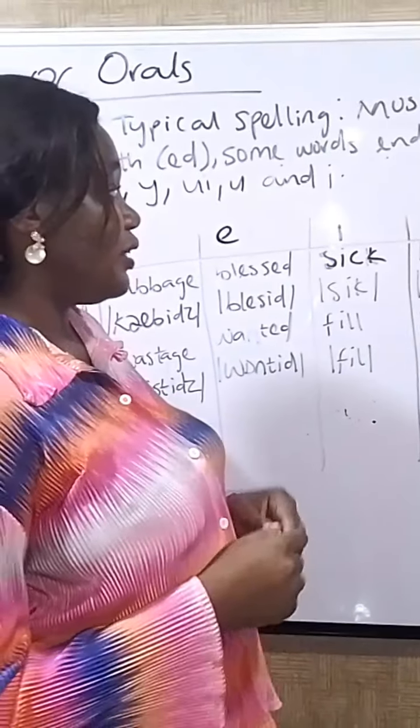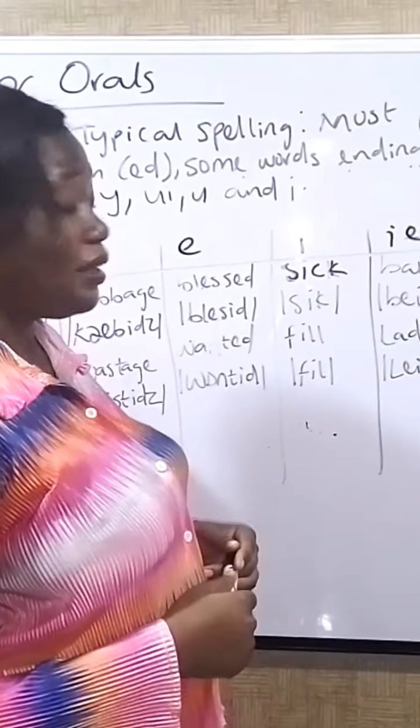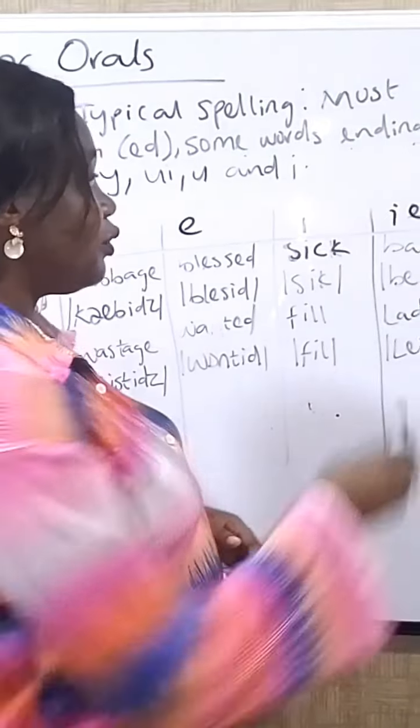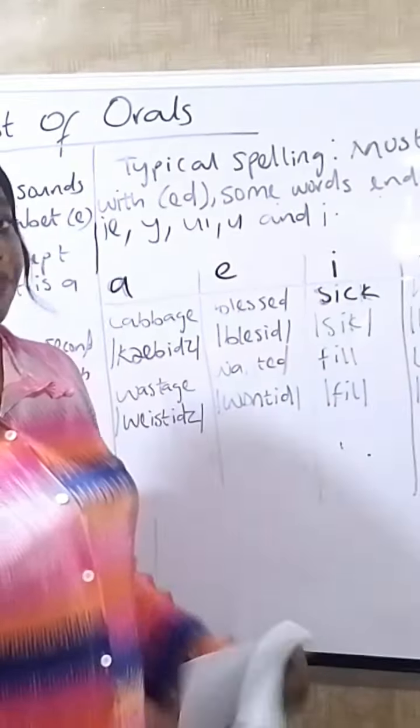In the previous class we talked about I, which is one of the typical spellings for E. Today we are going to be talking about the IE as one of the typical spellings for E sound. We have babies. The B is pronounced, so we write B.